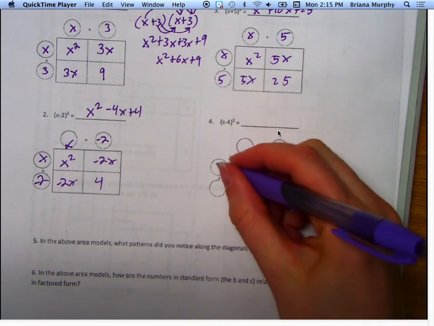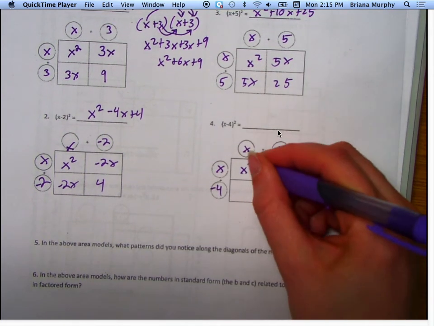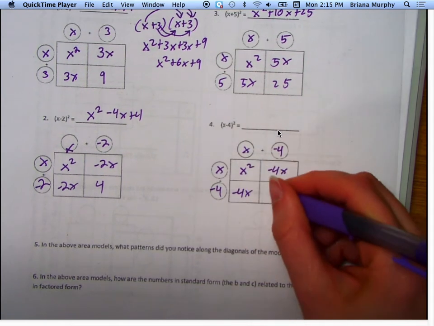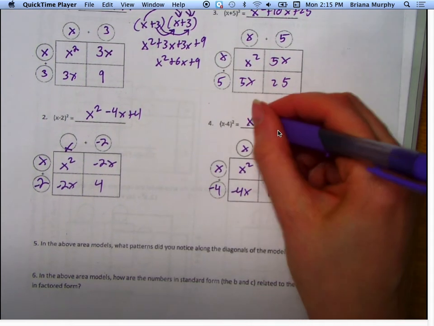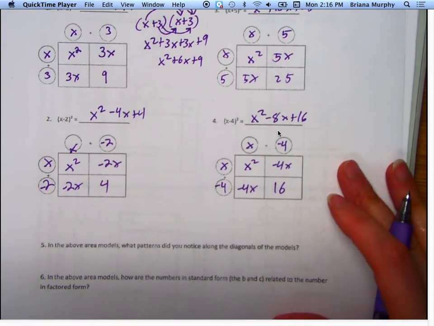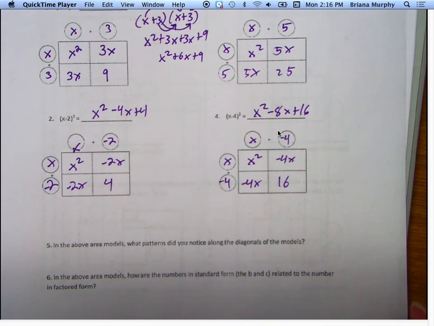And number 4, I should get x and negative 4, x and negative 4, and I get x squared minus 4x minus 4x plus 16. So I should get x squared minus 8x plus 16. Okay, any questions? You want me to go over 2, 3, or 4?